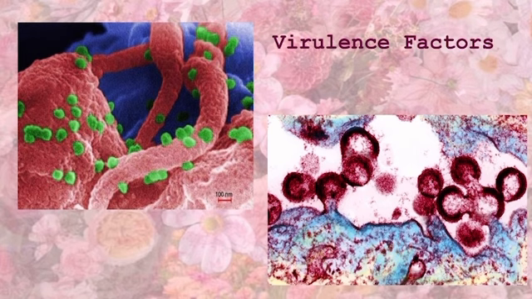The virulence factors of the virion are crucially the amount of virus in the blood and the CD4 plus T cell count, which measures the amount of damage the immune system has received. These two factors are used to assess the severity of the infection.